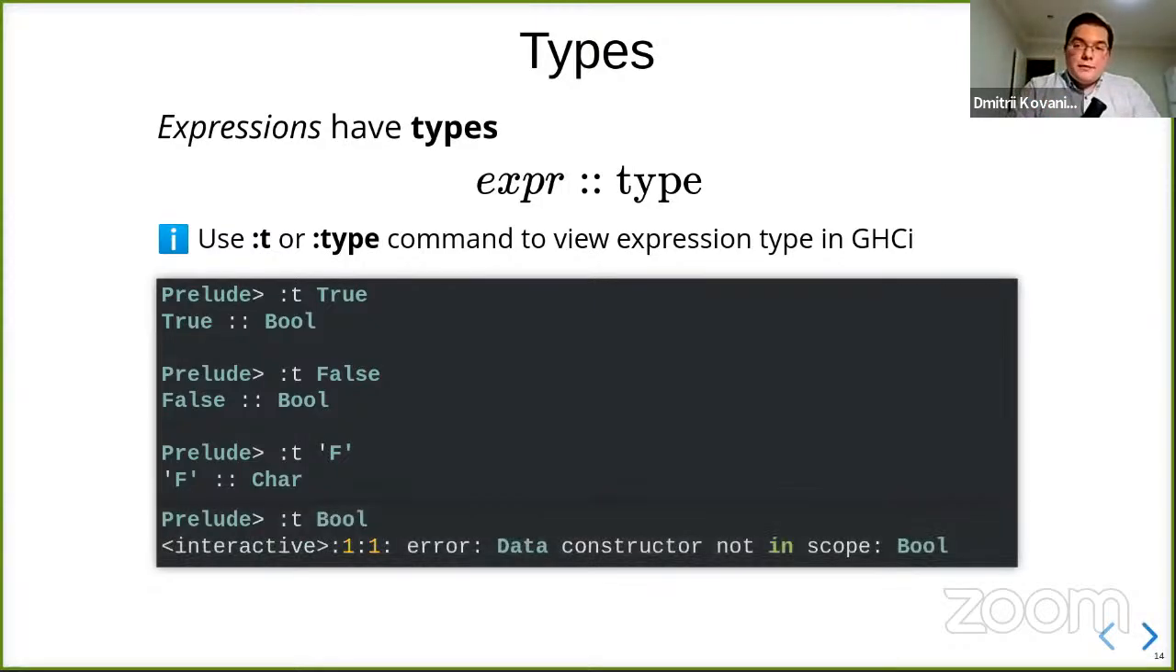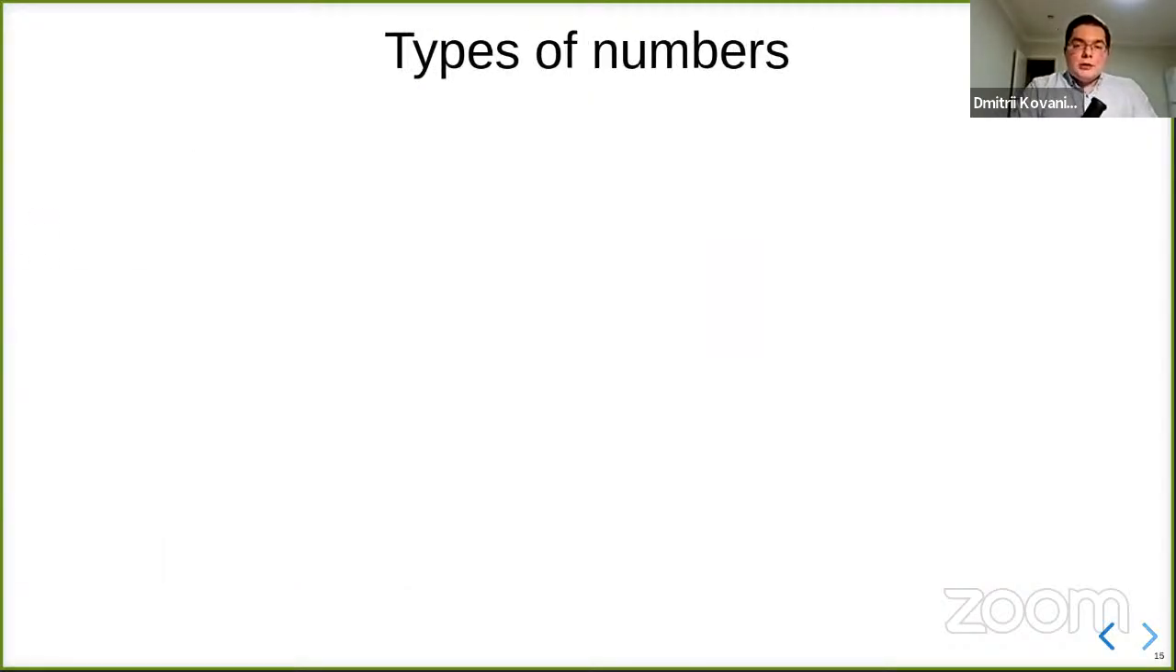And if we try to check the type of Bool, we see an error message. It means that we cannot check the type of a type, because types don't have types, only values have types. What the error message means is that there is no such variable, and we cannot expect this type. Hope that makes sense. But there is one catch.